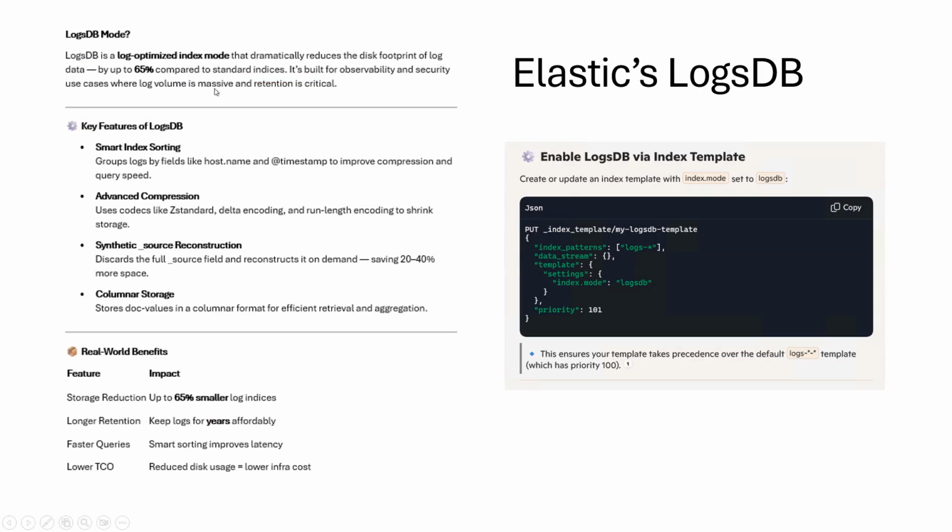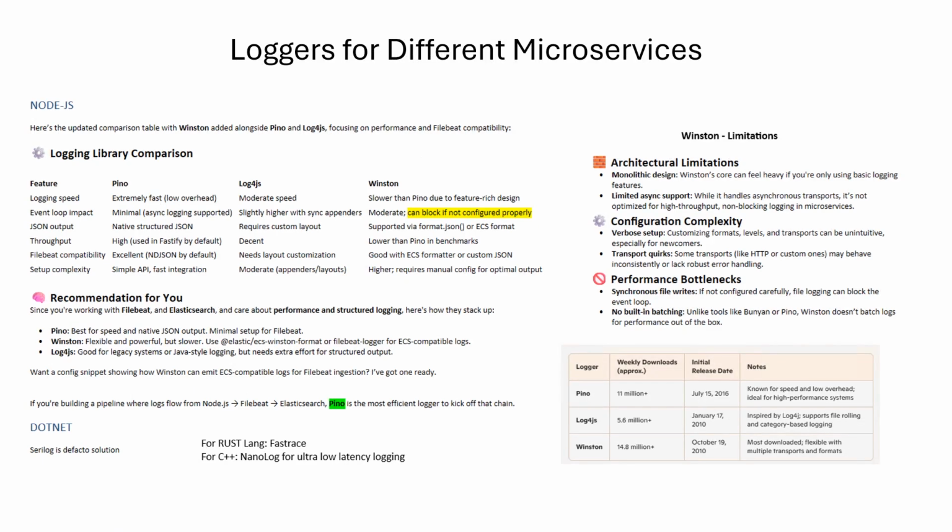Elastic gives you this benefit, and the latest 8 plus version of Elastic has a specific logs DB mode, which is even better. It gives you up to 65% smaller log indices, more storage, less infra costs. So you talk about 7-10 years of logs that you can store and keep for your auditing purposes.